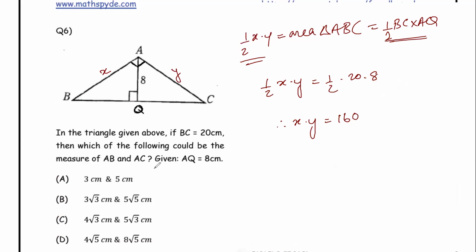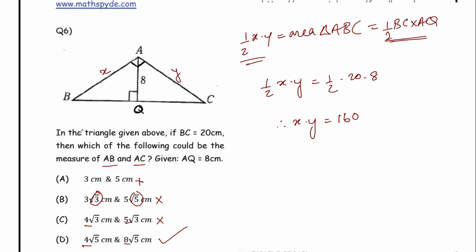Now, which of the following could be the measure of AB and AC? If these two are AB and AC, then 3 into 5 should be 160. It is not. 3 into 5 is 15, and 15 into this is roughly 2, so again it's not multiplying to 160. 4 and 5, 20. 20 times 3, 60. No. 4 and 8, 32. 32 times 5, 160. So that's your answer. Got it?